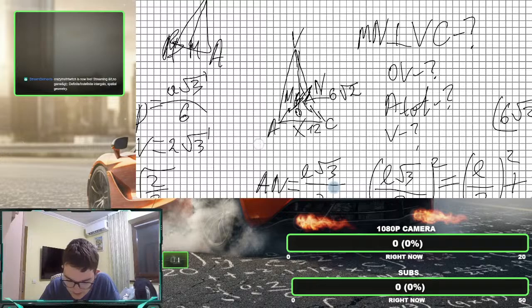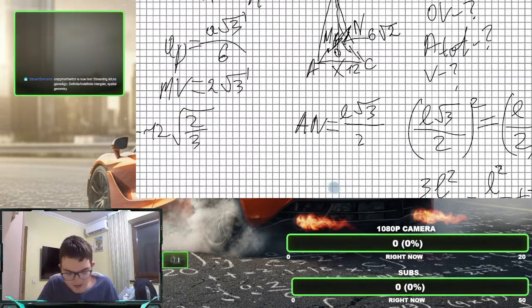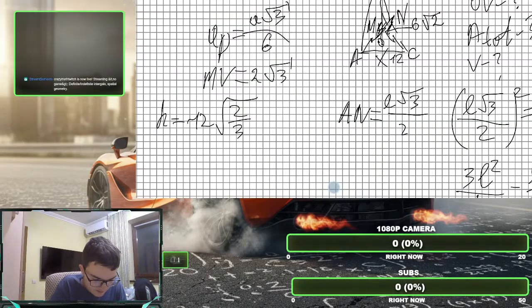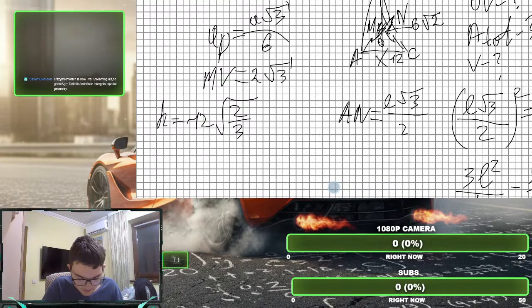Total area. How can you find the total area? But first, let me check out: did I find the height correctly? Height. What is this? Hold up. My height might be deceptively incorrect. Let me see.